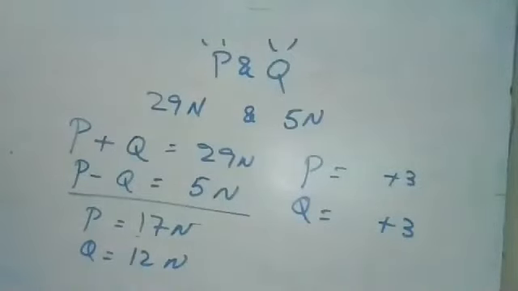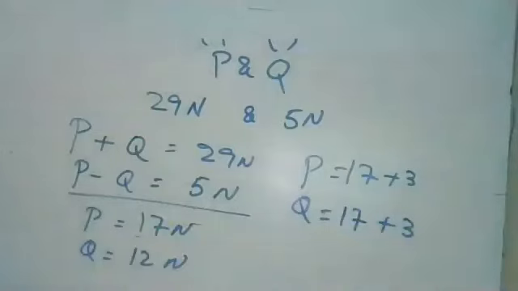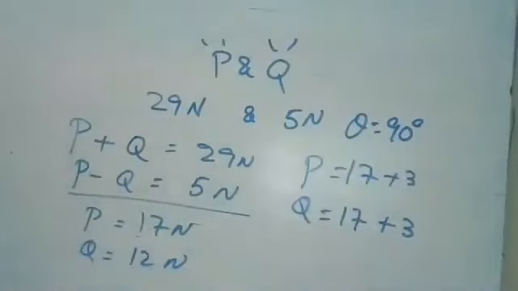Okay. P is 17 and Q is 12. Now we need to add plus 3 for this P and Q, and they have given it is a right triangle. Theta is equal to 90 degrees.